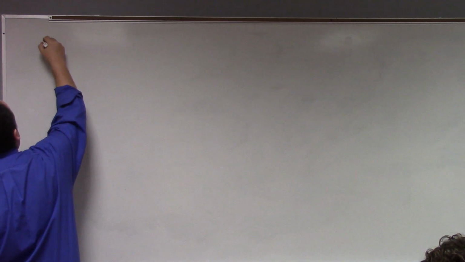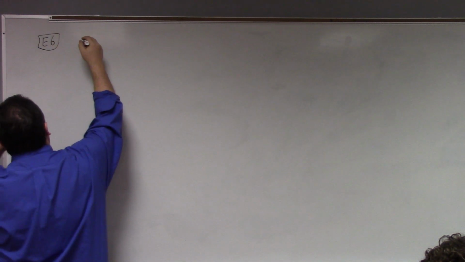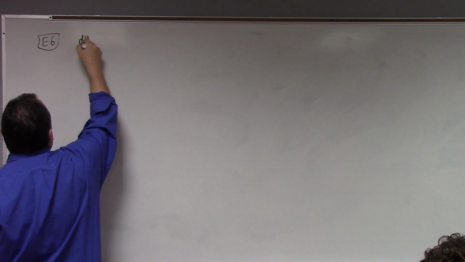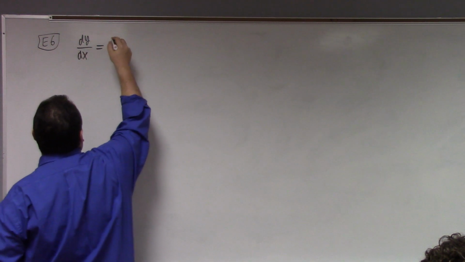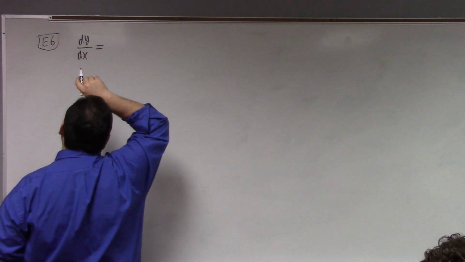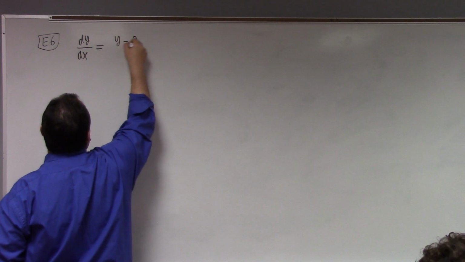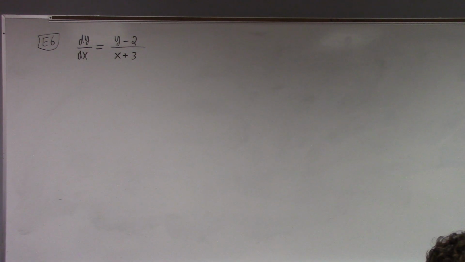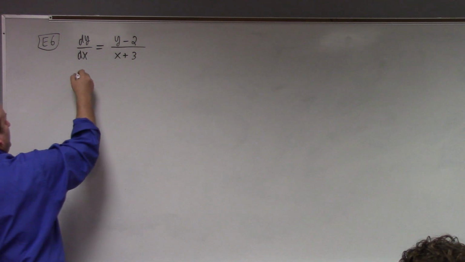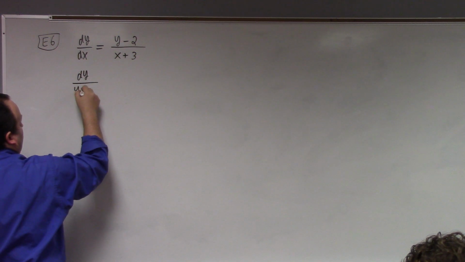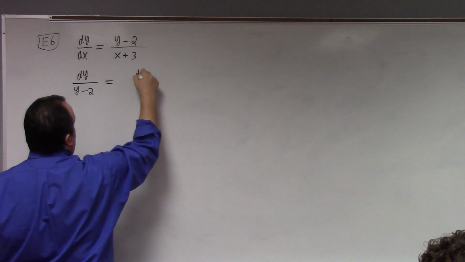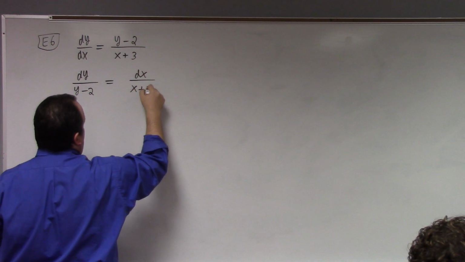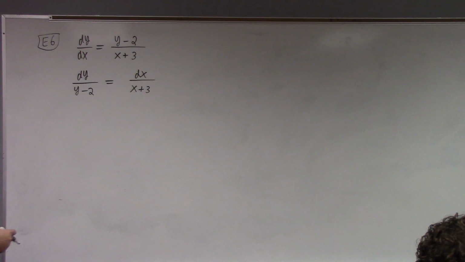All right, so example 6. Let's work out dy/dx equals y minus 2 over x plus 3. See if we can do this one. So we separate. That gives us dy over y minus 2 equals dx over x plus 3, and then integrate.